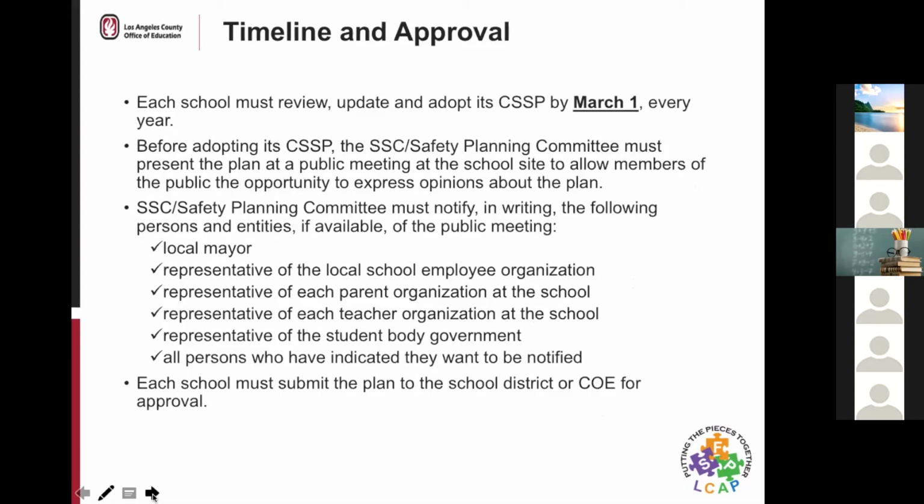So schools must update and adopt the plan by March 1st of every year. And the school site council or safety planning committee must also present the plan at a public meeting at the school site prior to the adoption of the plan to allow for public opinion regarding the plan. There are also specific notification requirements in Ed Code that specify that the school site council or safety planning committee must notify in writing the persons and entities listed on the slide, if available, of the public meeting.